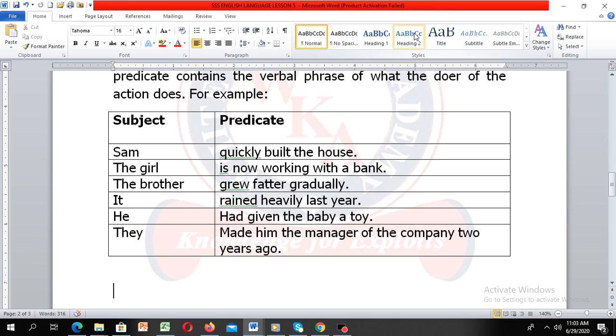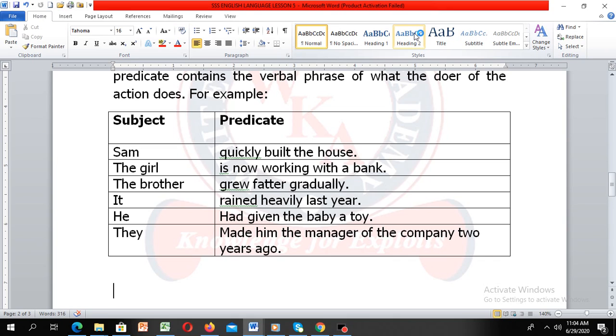Next, the girl is now working with a bank. The girl is the subject. Is now working with a bank is the predicate, the one receiving the action performed by the girl.